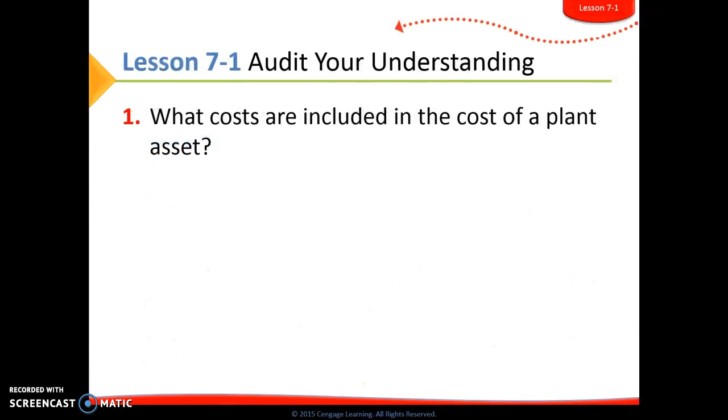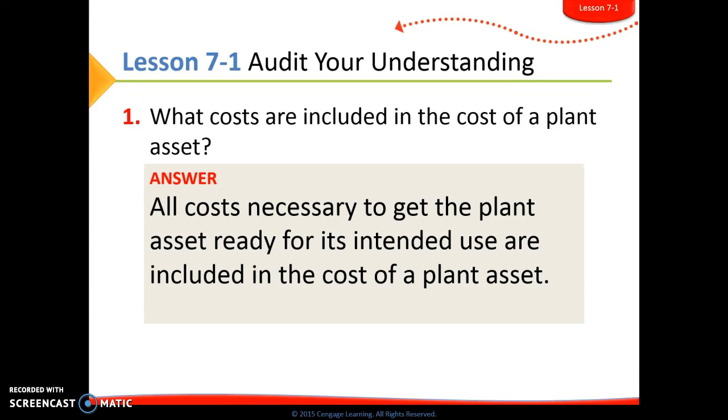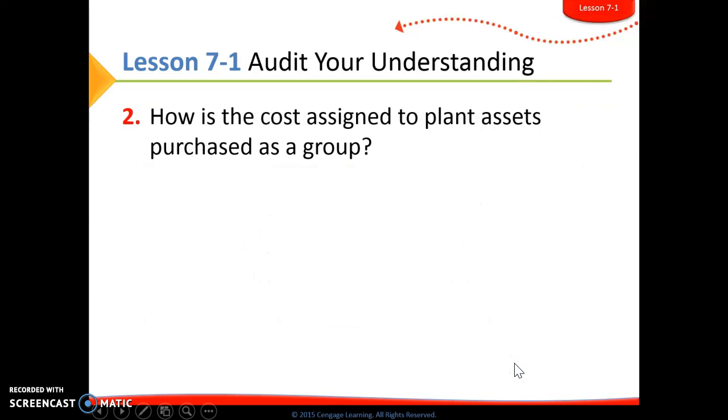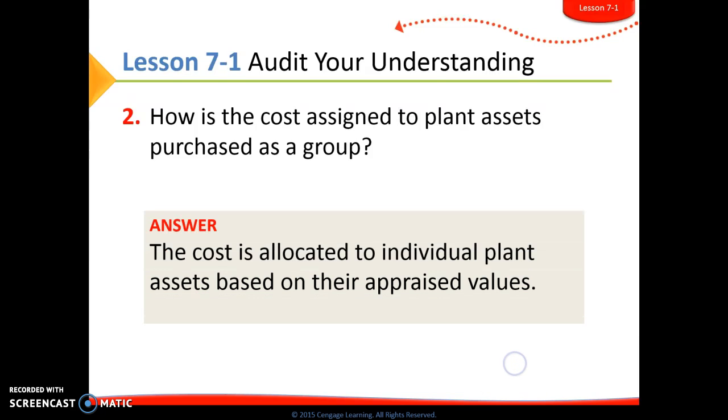All right, number 1, what costs are included in the cost of a plant asset? Any cost that's necessary to get the plant asset ready for its intended use is included in the cost of the plant asset. So that might be shipping, installation, getting things up to code. Number 2, how is the cost assigned to plant assets purchased as a group? The cost is allocated to individual plant assets based on their appraised values.